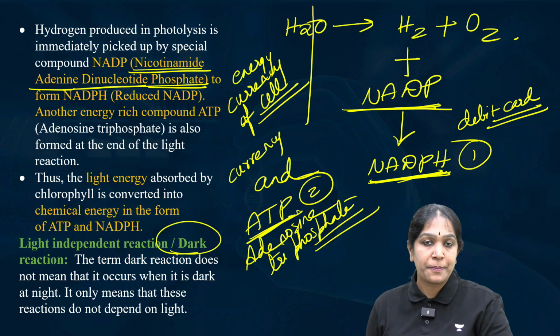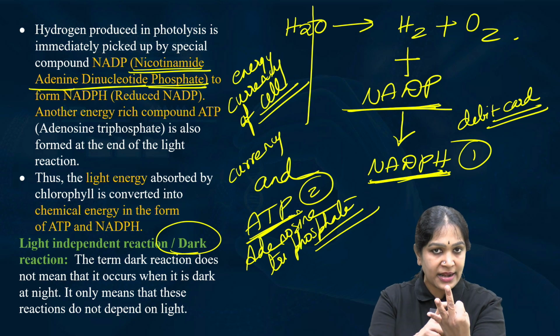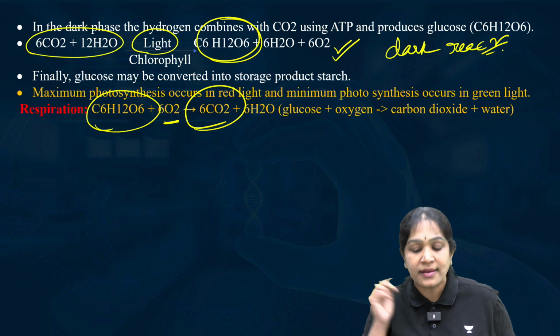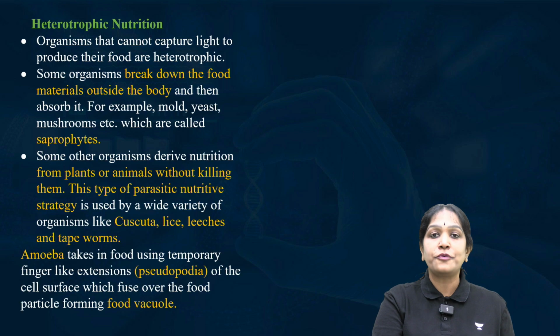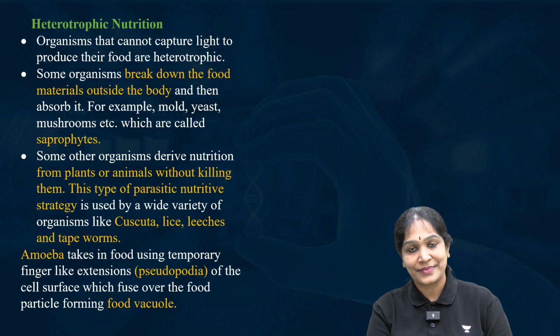ATP and NADPH. So the light reaction produces ATP and NADPH. Using ATP and NADPH in the dark reaction, glucose is produced. This is photosynthesis, the food provider for all the living organisms on the earth.